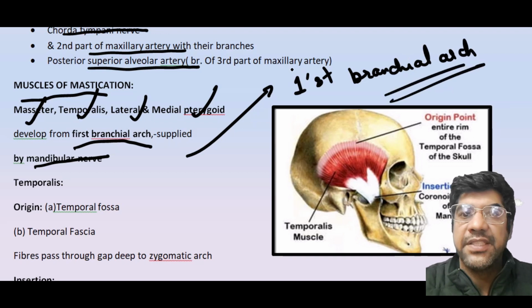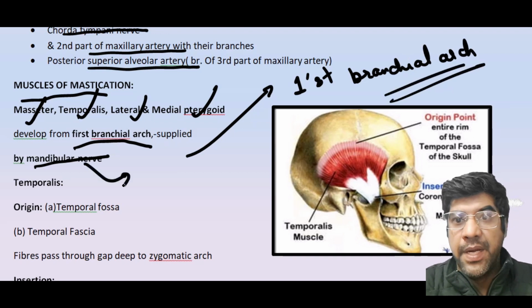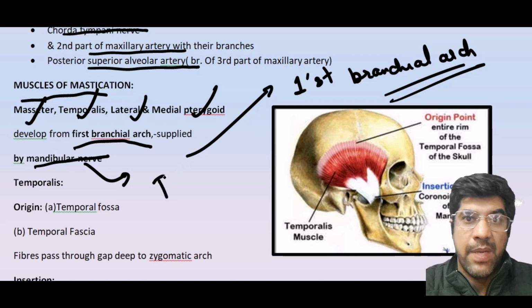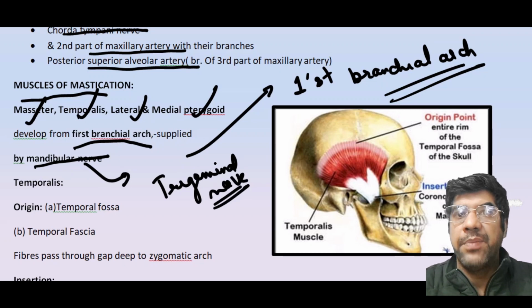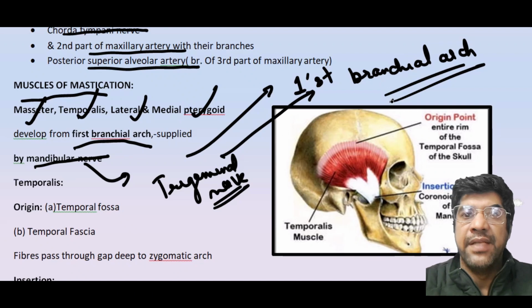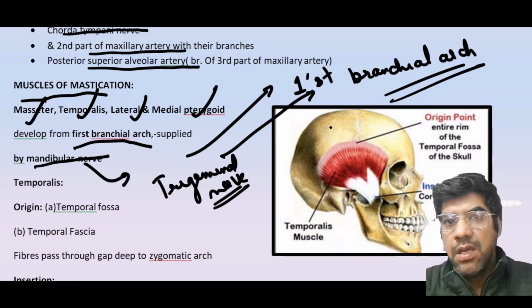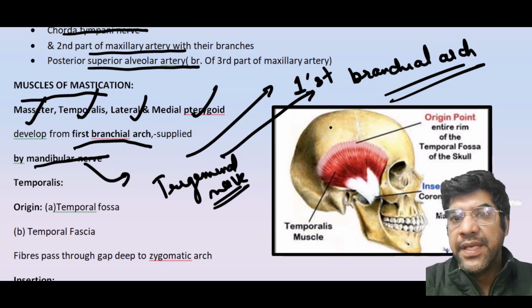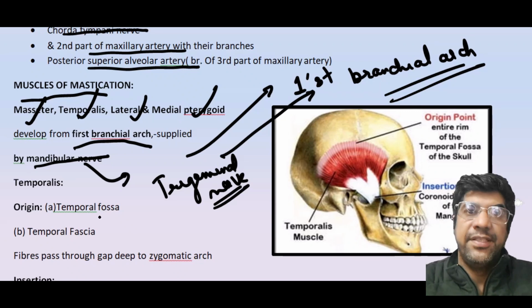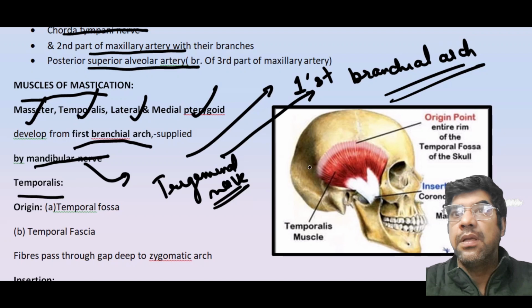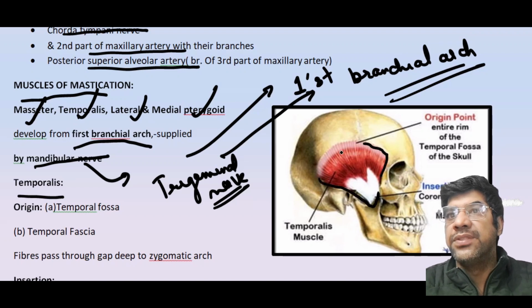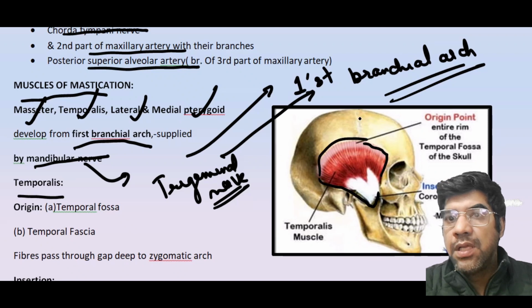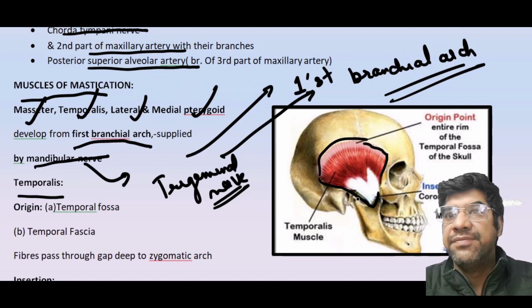The muscles of mastication are primarily innervated by the mandibular nerve, which is a branch of the trigeminal nerve. Remember the trigeminal nerve serves as the nerve of the first branchial arch. Now let us discuss the various muscles. The first is the temporalis muscle. Remember the temporalis muscle is a fan shaped muscle. This muscle is the temporalis that fills the temporal fossa.